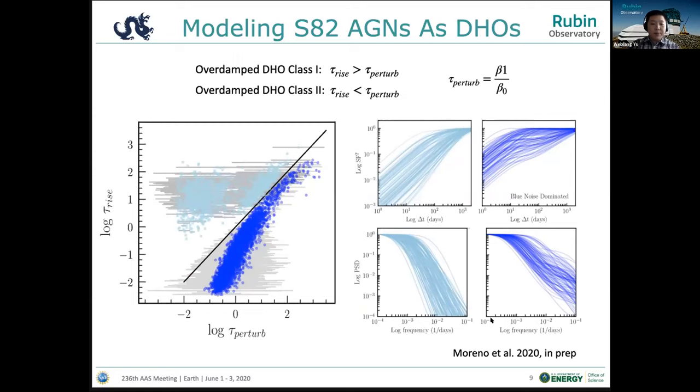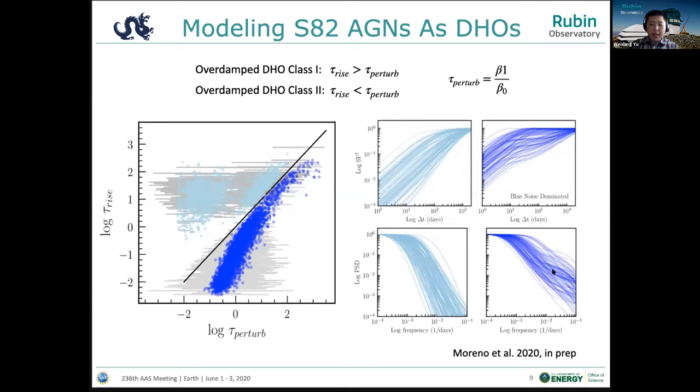If we plot the overdamped DHOs in the parameter space of tau perturb and tau rise, as shown on the left, we can see a natural splitting of two classes of overdamped DHOs. One population can be identified using the lighter blue color, which has tau rise greater than tau perturb. Another population identified in darker blue has tau rise smaller than tau perturb. We also call this population blue noise dominated DHOs. Now, if we look at their power spectra and structure functions, there are also very notable differences. The lighter blue population has a very smooth, featureless structure function and power spectral density. But the darker blue population features a second break in the structure function and the PSD.